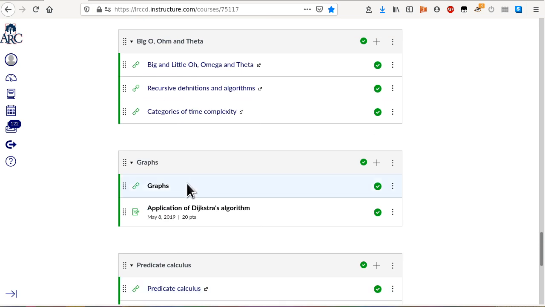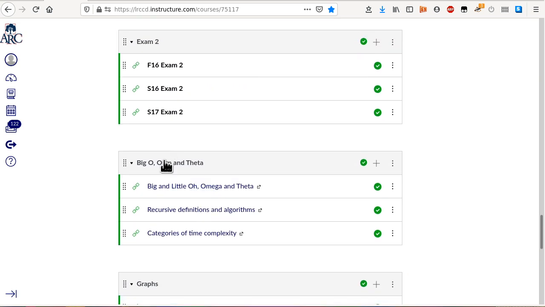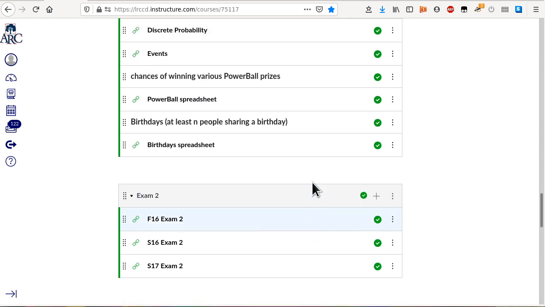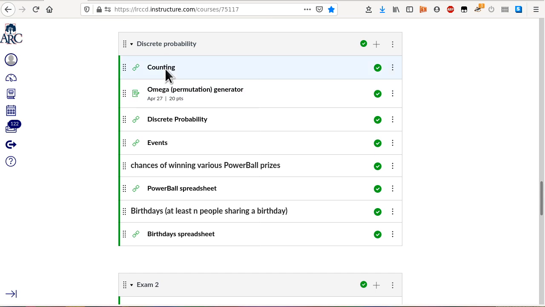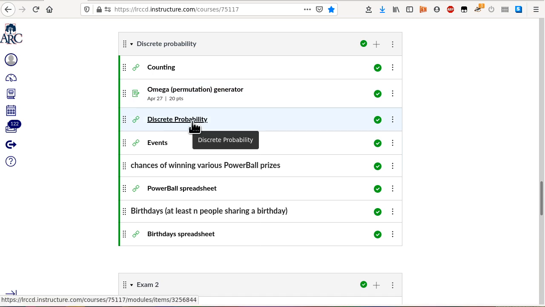The final exam will have quite a bit of questions related to graphs. So we are going to have both Dijkstra's algorithm and also the A-star algorithm. There won't be any questions related to big O, omega, and theta. These topics will not be on the final exam. And because we did not include counting and the probability material in the second exam, they will be in the final exam. So there will be some questions related to counting, combinations, permutations, and the binomial distribution, and that's probably it.